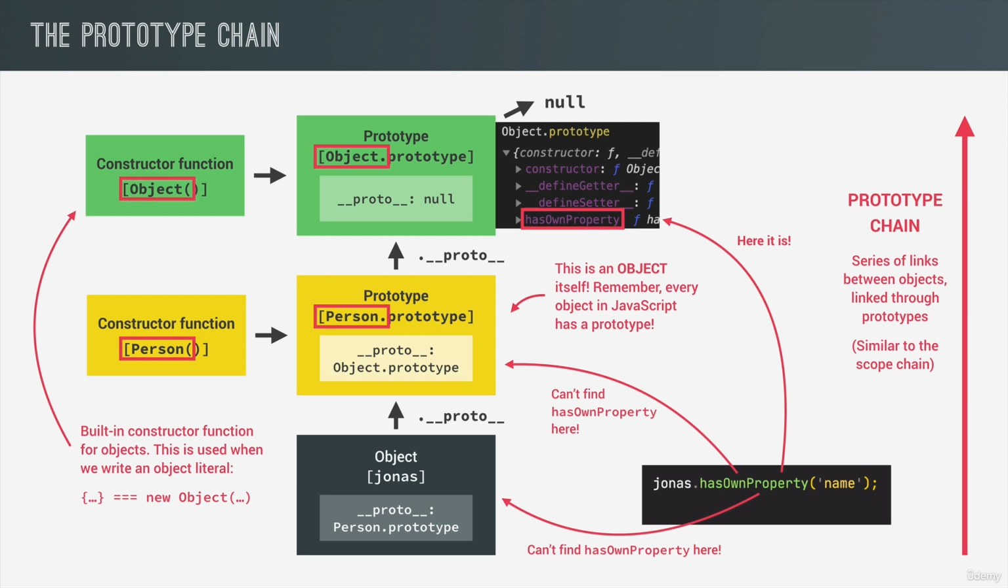Great! So JavaScript can then take this one and run it on the Jonas object as if hasOwnProperty had been defined directly on Jonas. And remember, the method has not been copied to the Jonas object. Instead, it simply inherited the method from Object.prototype through the prototype chain. Okay, and that's actually it. That's all I have to tell you at this point. So this is, in a nutshell, the magic of prototypes and the prototype chain.